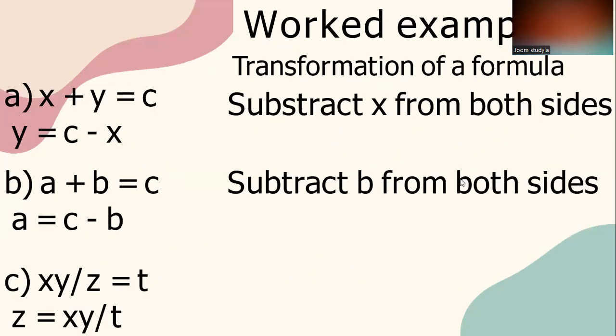Transformation of a formula. Very often you will find that a formula is expressed with one variable written alone on one side of the equal symbol. The variable that is written alone is known as the subject of the formula. So look at this example.